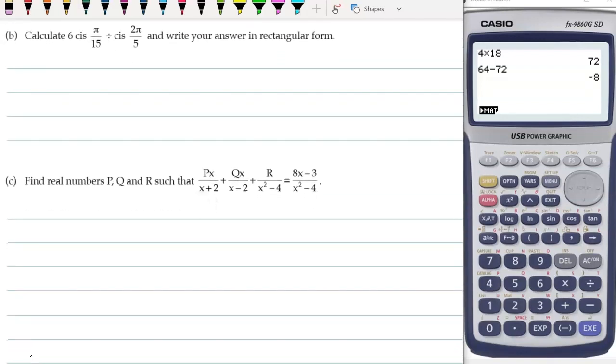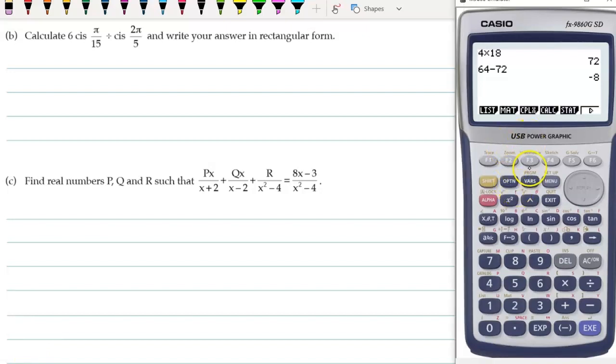Okay, for part B, we've got this division to do and then convert it into rectangular form. Since this is only an achieved question as it's a part B, I'm going to do that on the calculator. So what I'm going to need is some options of what we can put in here. So we've got 6, and then cis is using this little symbol just here, the little angle formula. So we just press shift and then this button. And then we've got pi divided by 15.